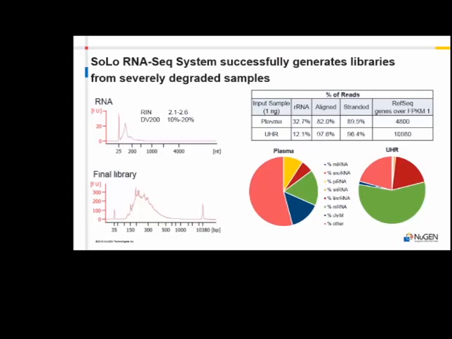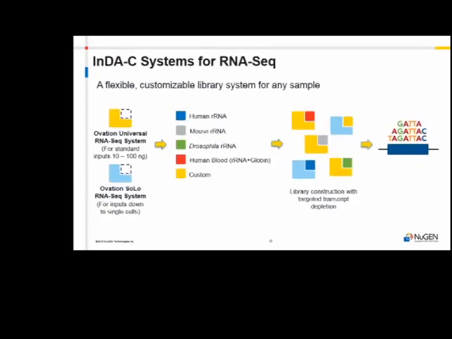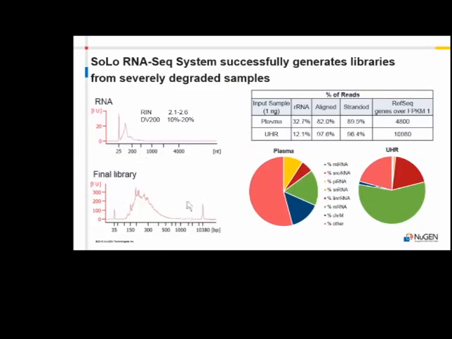And as I mentioned, this kit is also compatible with degraded samples, and shown here is an experiment with some severely degraded RNA with RIN values of 2.1 to 2.6 and a DV200 of 10 to 20%. For anybody not familiar with this metric, it's basically a metric of the proportion of your sample that's 200 base pairs or longer, and is an indicator of molecules in your RNA that will make it into the final library. So even with some samples that are quite terrible looking, we're able to generate a library.